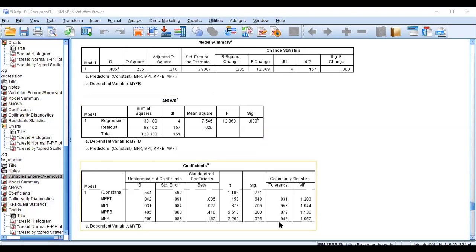You see in the coefficient table, if the sig value is less than 0.05, all those variables will be considered as accepted and significant. Now, out of 4 independent variables, you see PFT found to be insignificant because the value is greater than 0.05. Peer influence also greater than 0.05. So both of them are insignificant.